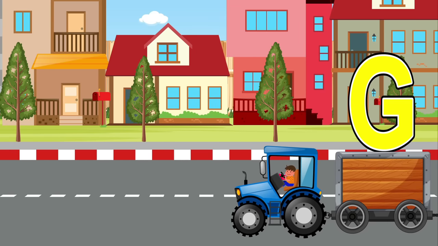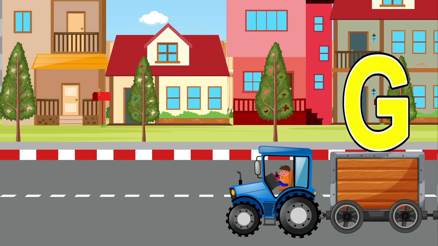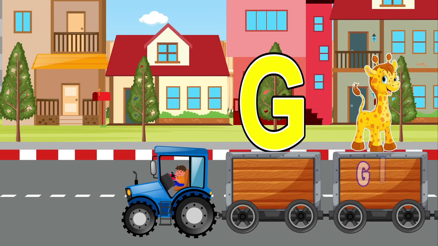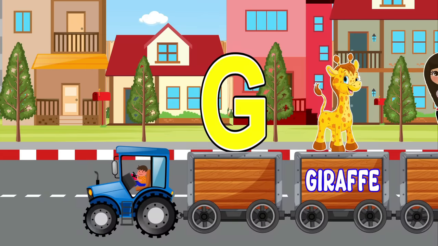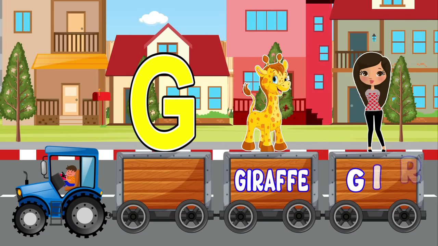G. Letter G is for giraffe. Letter G is for girl.